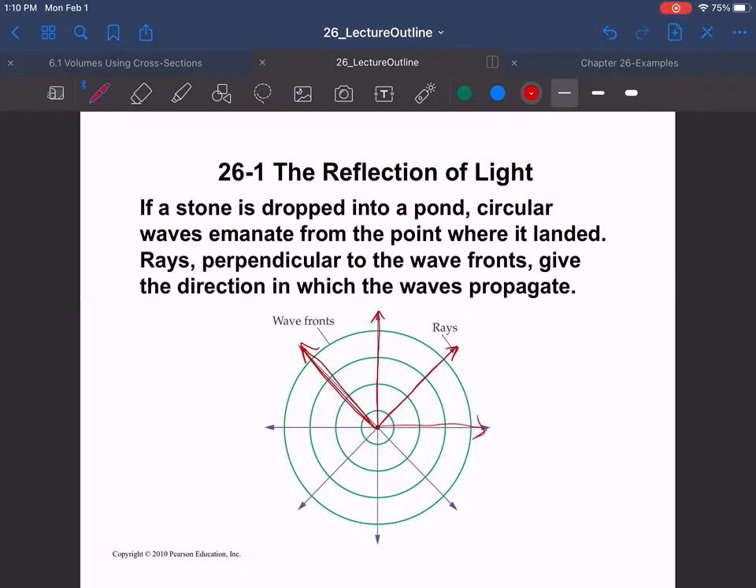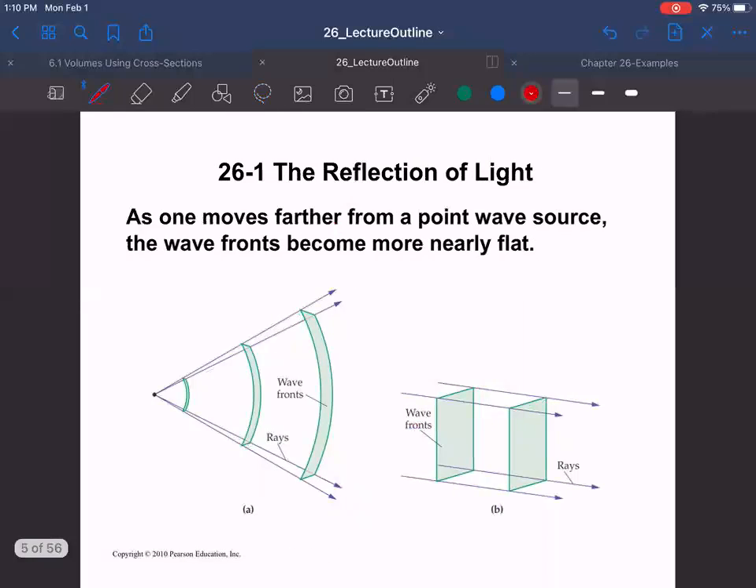And again, they're perpendicular where they cross a wave front and they point in the direction that the wave is actually going. Next here is reflection of light. We're still going on that. As one moves farther from the point of the wave surface, if the wave is spherical, as you go out and get further and further from it, it basically becomes a larger and larger sphere. And as the sphere gets really, really big, and you're close to it, what does it start to look like?